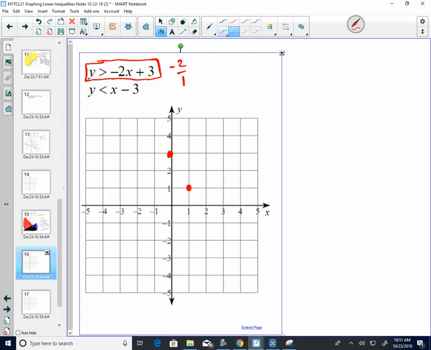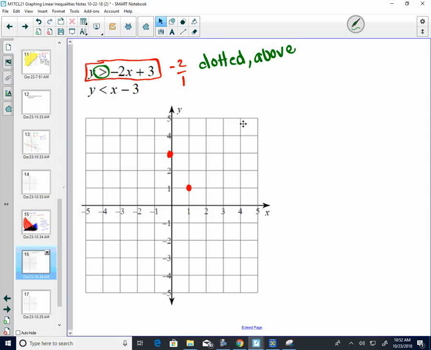So let's look at our inequality symbol. Our inequality symbol does not have an equal sign. So that lets me know it's a dotted line. This is already solved for y. It's open towards the y. So that means y is bigger. So we need to shade above the line that we draw.